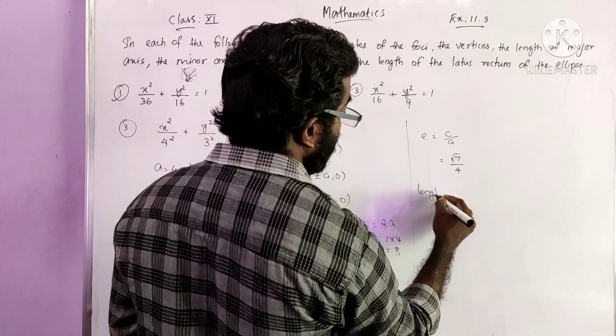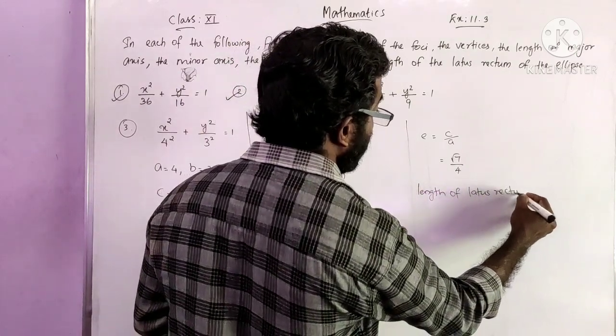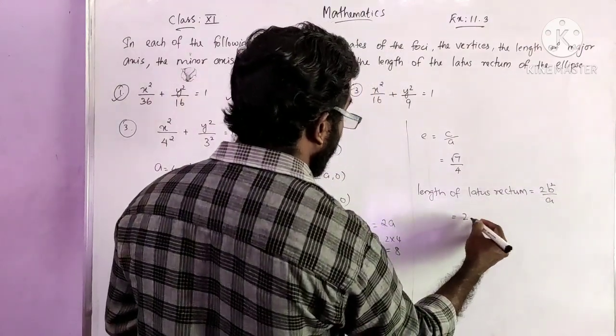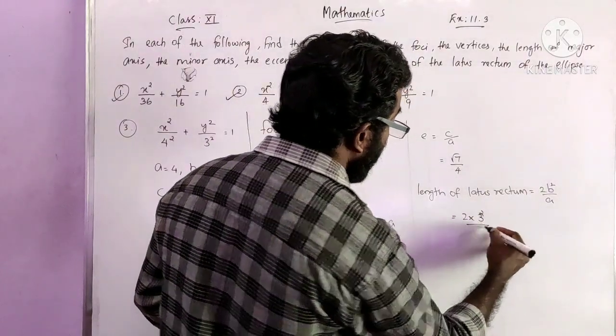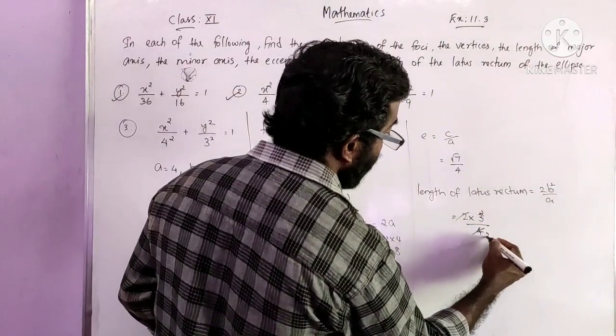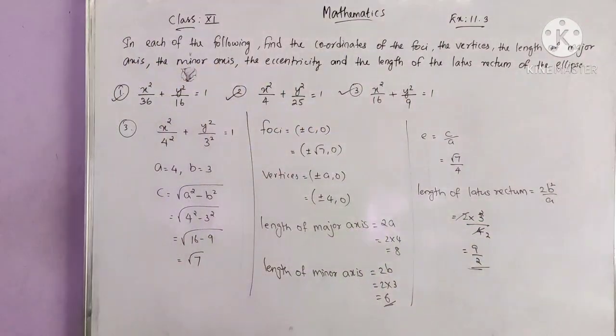Then length of latus rectum, 2b square divided by a. So 2 into b square, that is 3 square, divided by a. a is 4. 2 and 4 we can cancel. So 9 by 2. Clear?